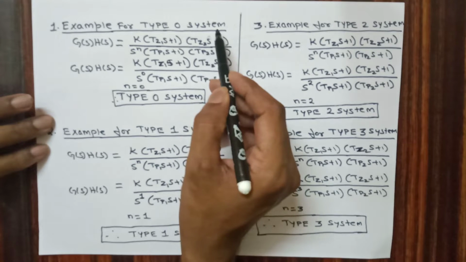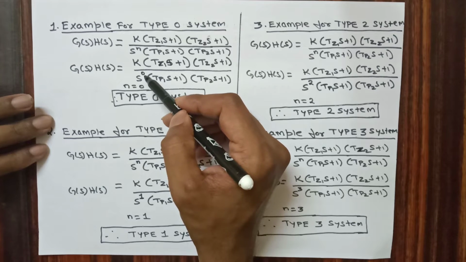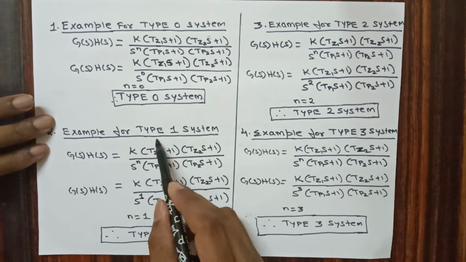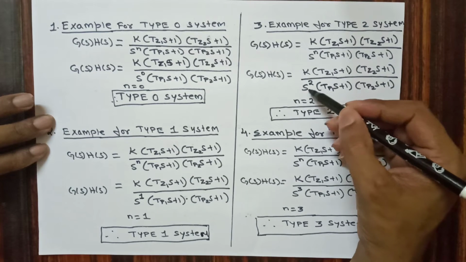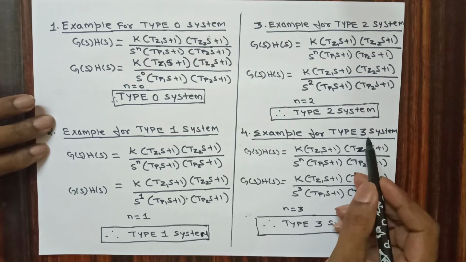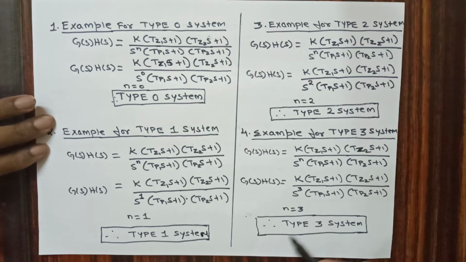Example for type 0 system: we have considered s to the power n as s to the power 0, so it can be considered a type 0 system. For type 1 system, the n value we have considered as 1, so it can be considered a type 1 system. In the third example, type 2 system, the n value is 2, therefore we have considered type 2 system. For example 4, type 3 system, you can see that the n value here is 3. So by looking at this, we can consider this as a type 3 system.